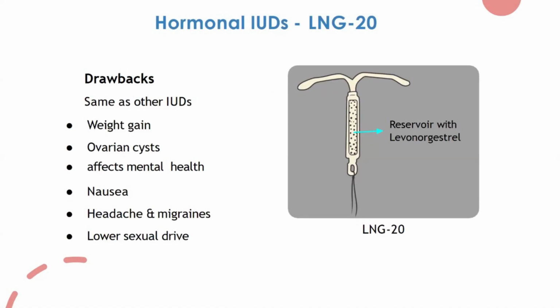So what are the drawbacks that you can see? Weight gain, ovarian cysts that can cause PCOD, effects on mental health, nausea, headache, migraines, and lower sexual drive because of a low amount of estrogen.